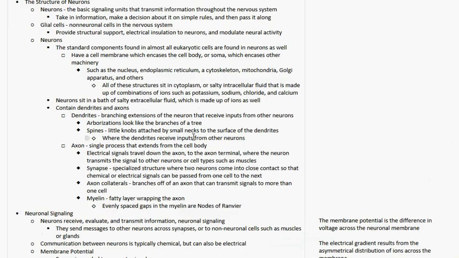So that, I believe, will conclude our talk here about neurons and the structure of neurons. In the next video, we will go into neuronal signaling.